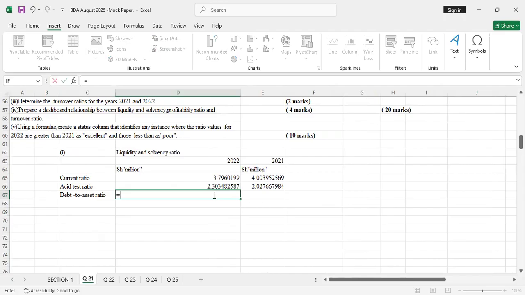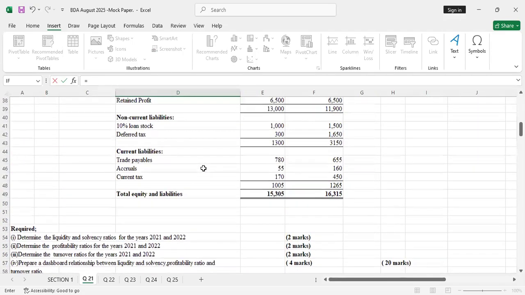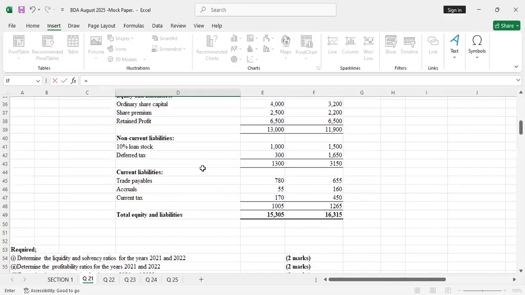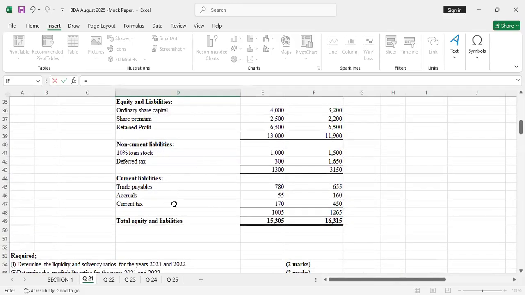So what's the formula for the debt to asset ratio? The formula of debt to asset ratio is the total debt divided by total assets. Total debt is always the liability, so you say equals the total liability. We have non-current and current. For non-current, we have 1300, then we'll add current, which is 11,000.